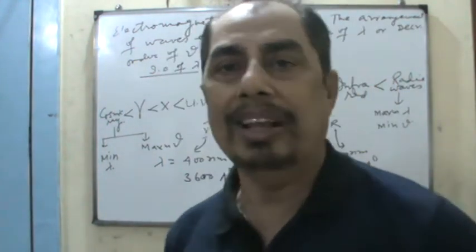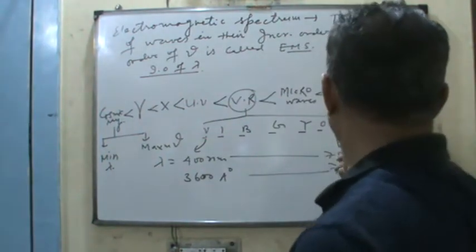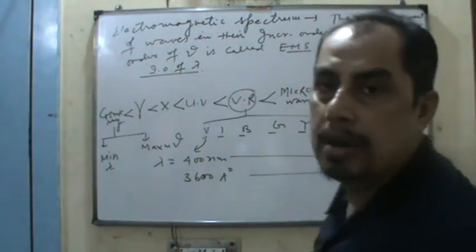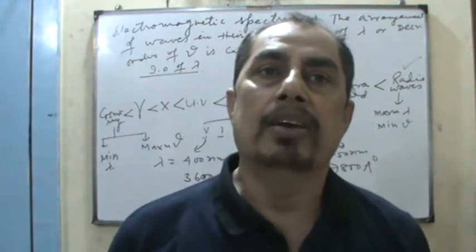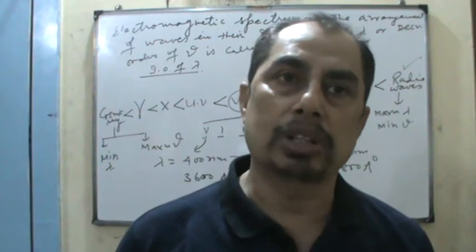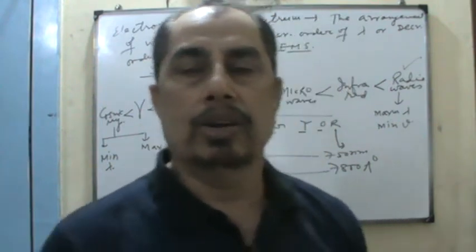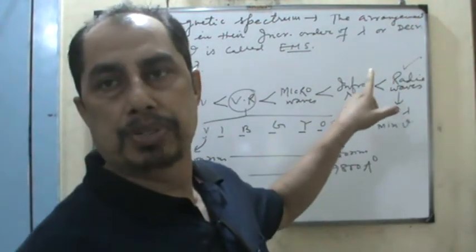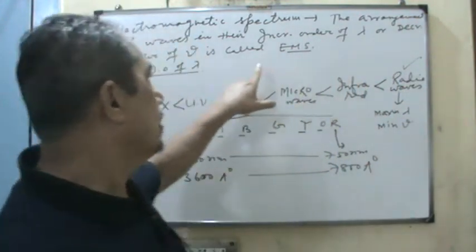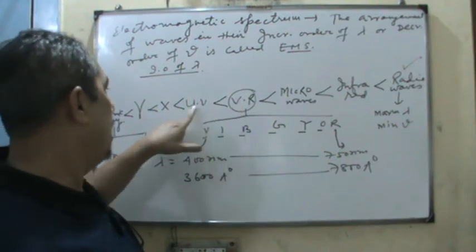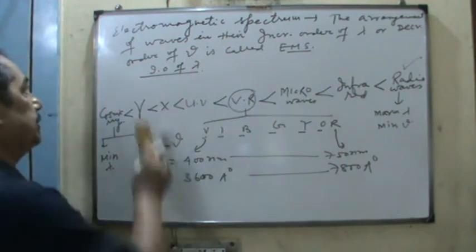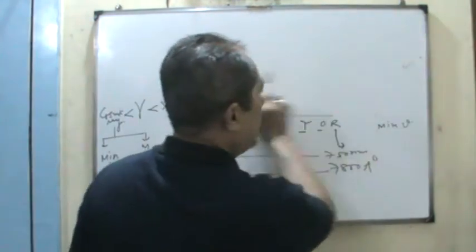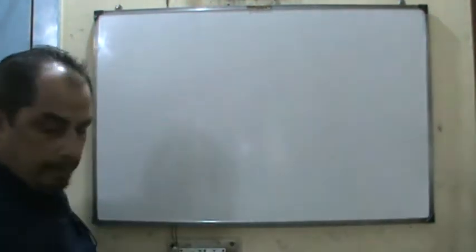In the paper, you may get a question that which has maximum wavelength and minimum frequency, and vice versa. One thing you remember, retain in your mind: radio waves have maximum wavelength and minimum frequency, whereas cosmic rays have minimum wavelength and maximum frequency. More the frequency, more the energy. Then microwaves, then infrared, visible rays, ultraviolet rays, X-rays, gamma rays, and cosmic rays. Now after that, we'll explain Einstein's equation.